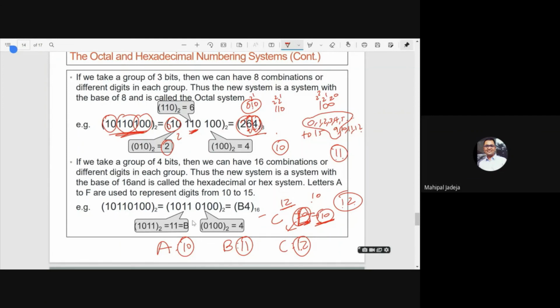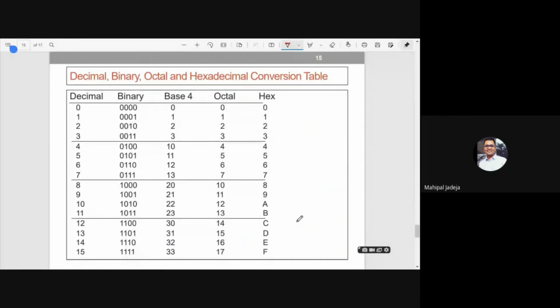Now if I go further, then for 13 we have D. Then E is 14, and the last one is 15, because in base 16 I cannot go up to 16. I need to stop at 15 only, because only 0 to 15, these 16 different combinations, are allowed in base 16. So I am going up to F only, right? So in base 16 system, basically I am allowing these numbers, as you can see here.